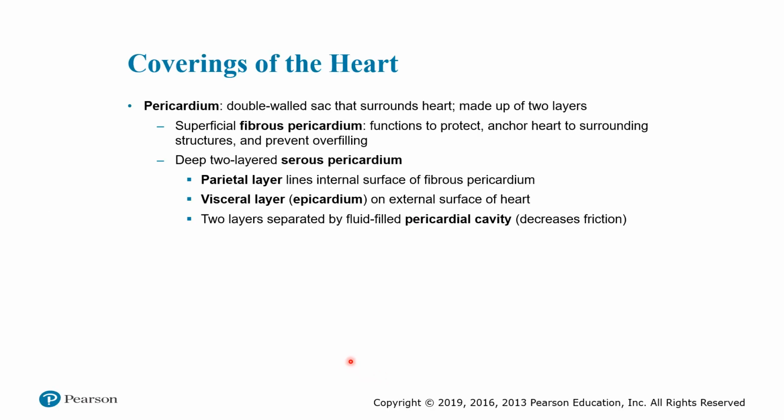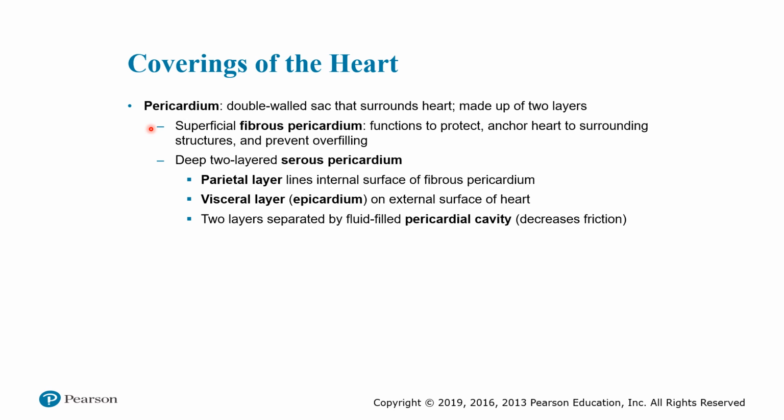Our heart is enclosed by a membrane that is known as the pericardium. Pericardium means around the heart. Peri means around, cardium means heart. It is a double-walled sac, and it is made up of two layers. The superficial or outer layer is known as the fibrous pericardium. Fibrous pericardium is tough and it functions to protect the heart. It also anchors the heart to the surrounding structures, and it prevents the overfilling of the heart because it is not a very stretchy layer.